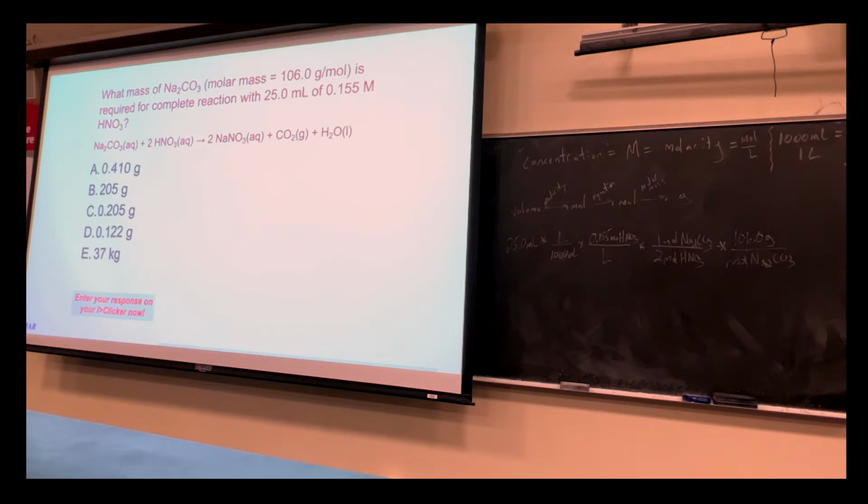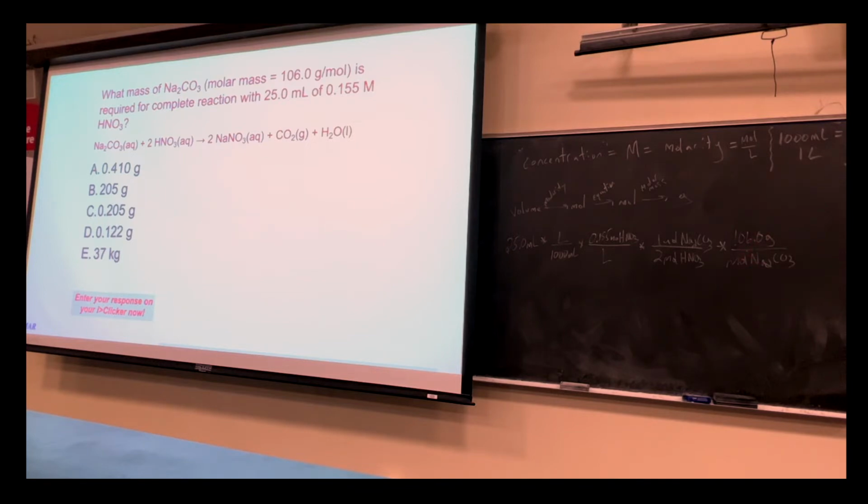Then the balanced equation says, this part right here, 2 moles of nitric acid are needed per 1 mole sodium carbonate. So to turn my moles of nitric acid into moles of sodium carbonate, that's where the balanced equation comes in. I'll put the 2 on the bottom, 2 moles of nitric acid per 1 mole sodium carbonate. And then finally, you're trying to get it into grams. That's where the molar mass comes in. Mole of sodium carbonate, 106.